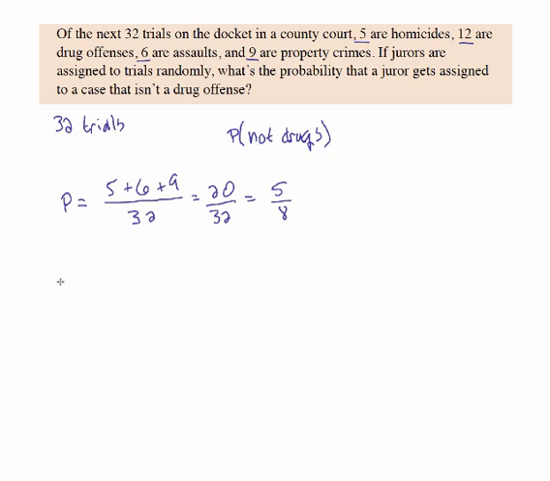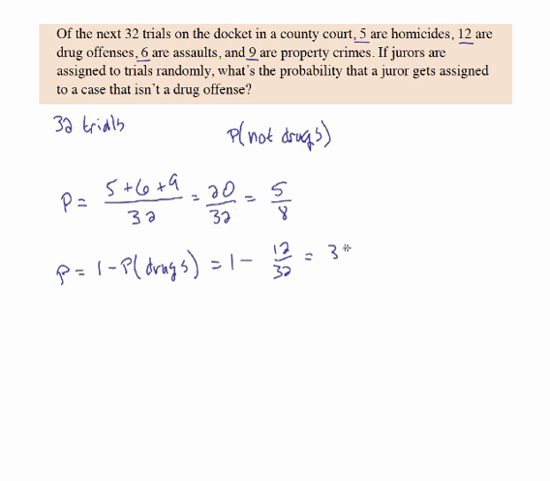The other option here is to use our rule for complements. And the point is that the probability of getting a trial that's not drugs is going to be 1 minus the probability of getting a trial that is drugs, because the trial being for a drug offense is the complement of the trial not being for a drug offense, and this is our rule for complements. The probability of getting a drug case is 12 over 32, because we're told that 12 of the cases are drug offenses out of the 32.